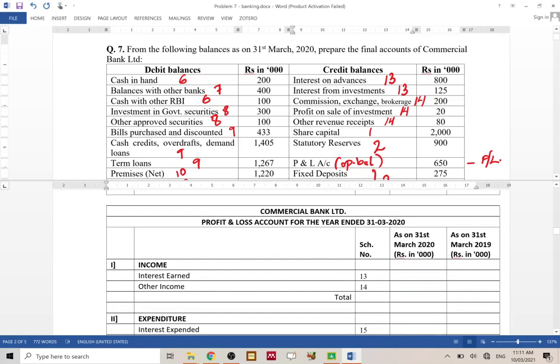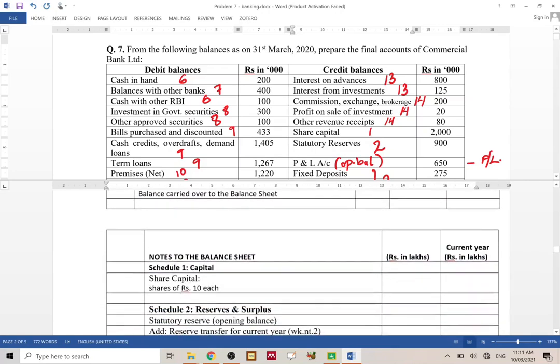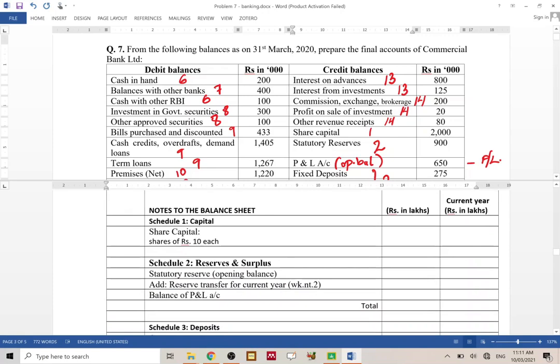First the balance sheet, then the profit and loss, and of course notes to the balance sheet as well as notes to the P&L. Okay, so again we go one by one. We can follow the order of the problem, the order in which items are given in the problem, so that we don't miss out anything. Okay, so we will go by this.